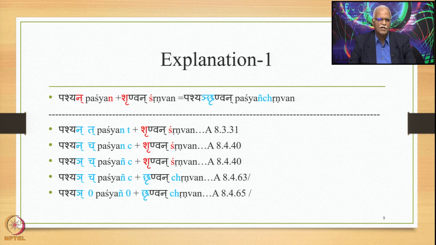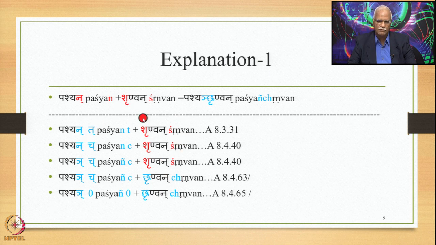So, first let us take Pashyain Chrunvan. We know that this Chru as an output is derived from the input of this kind, Pashyan plus Shrunvan, because there is a sutra which applies over here, and these are the various sutras. One of them applies and converts this into Pashyain Chrunvan. If we start from the bottom, here we see Pashyain Chrunvan, and we can go back like that, or we can come from top to bottom. First, let us come from top to bottom.